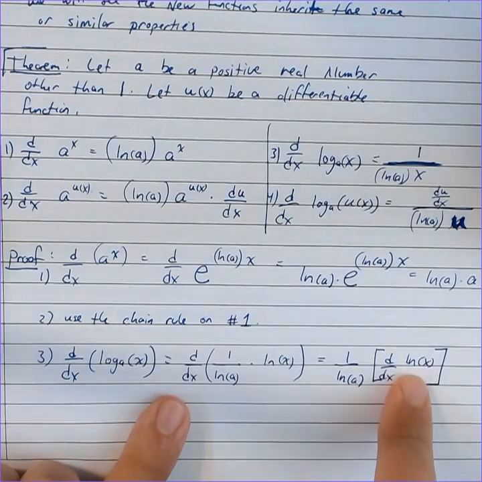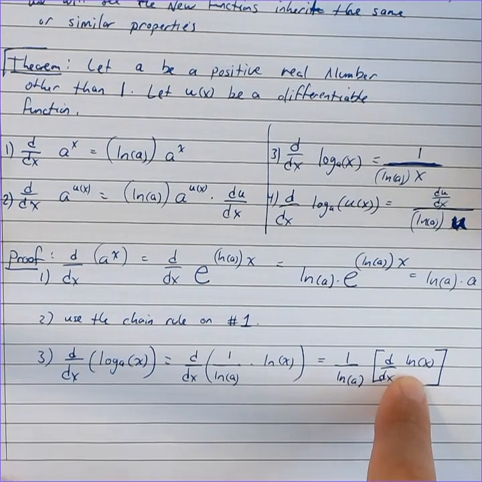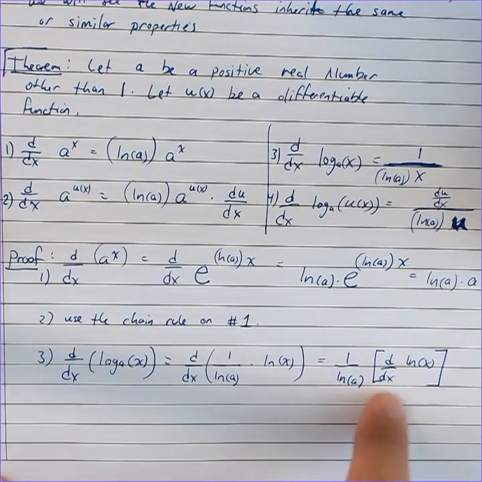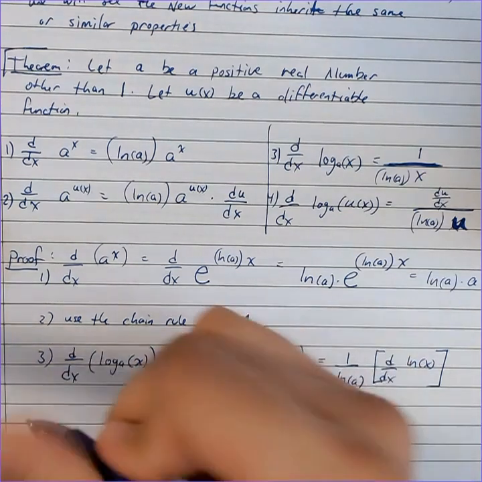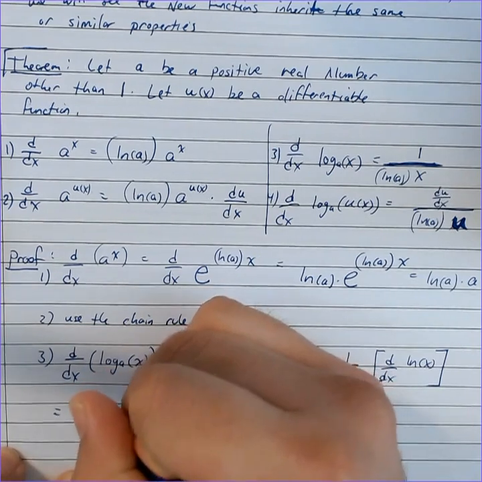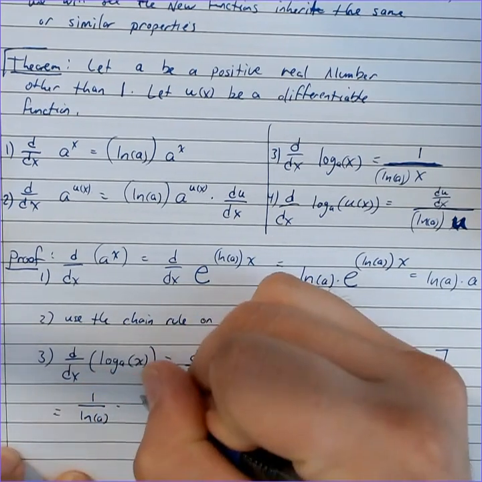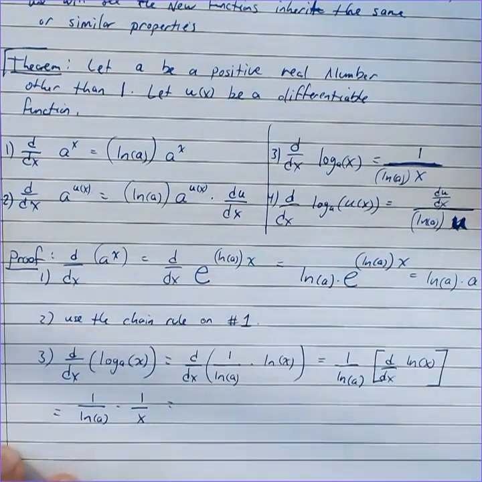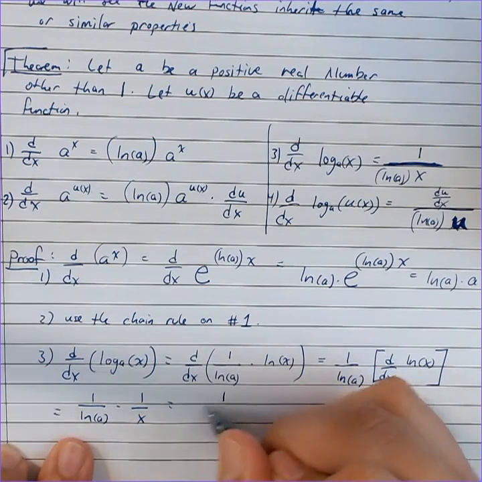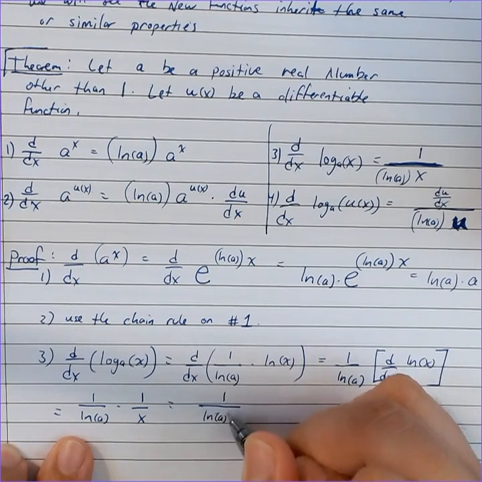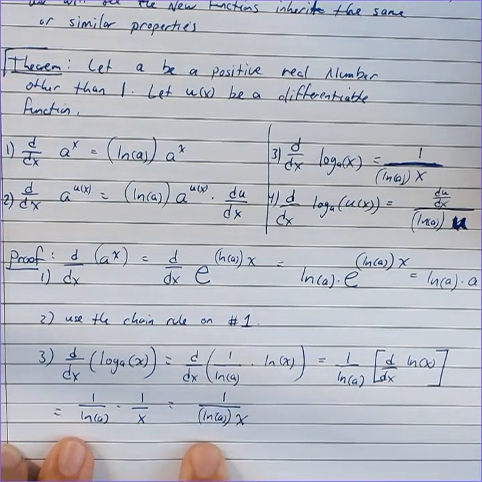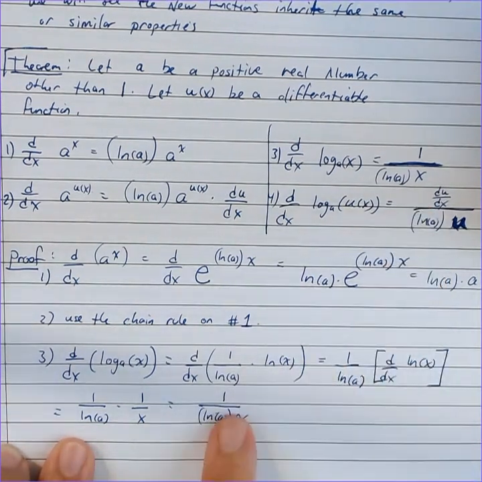Oh, but I know how to do that already. That's something we saw previously in a previous section. The derivative with respect to x of the natural log of x, that's just 1 over x. So we can write this as 1 over the natural log of a times 1 over x. And when you multiply those together, you get 1 times 1 is 1 over natural log of a times x, which is what we were looking for.